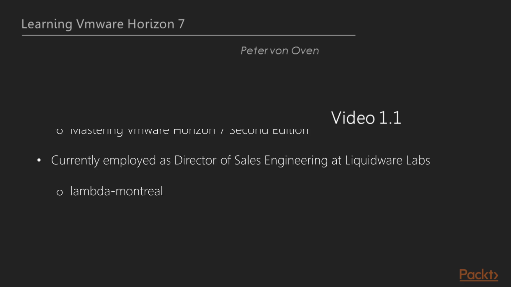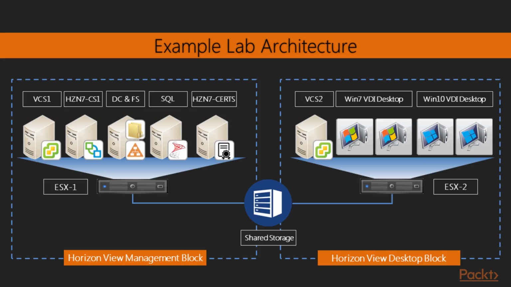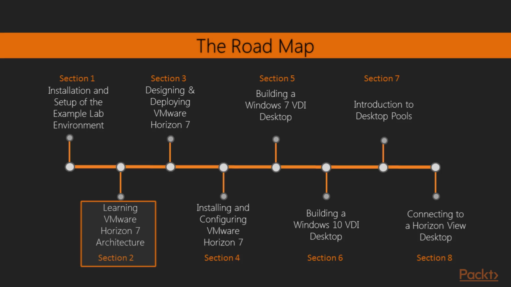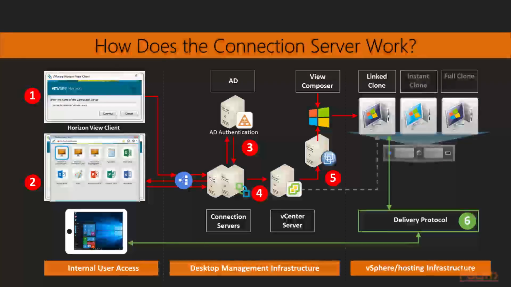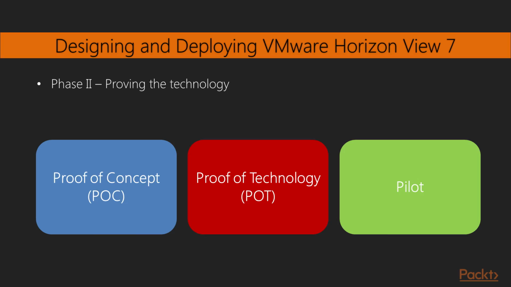In this section, we're going to give you an overview of what you will learn in this course. In section 1, we're going to look at what you need to have in place as the foundation from which to build the example lab environment that will be used throughout this course. In section 2, we will start to look at the architecture of VMware Horizon 7 and look at the different components that make up the complete solution. In section 3, we will take these components and look at how we can start to build and design a Horizon View environment, guiding you through the different project phases.